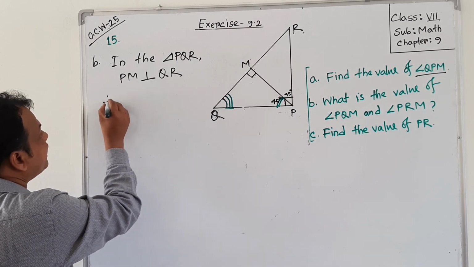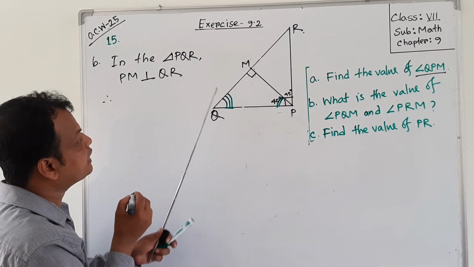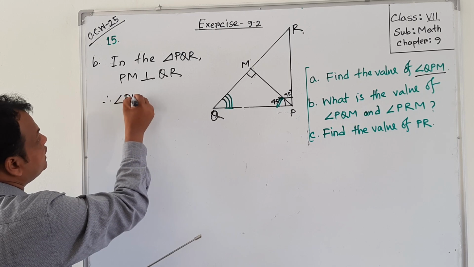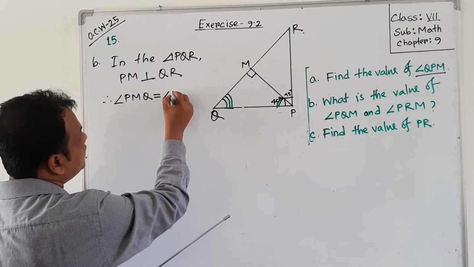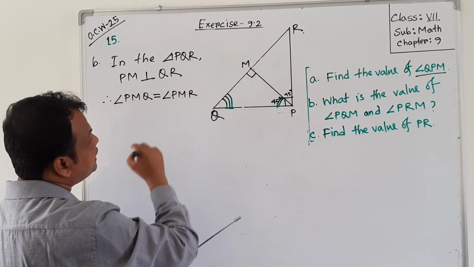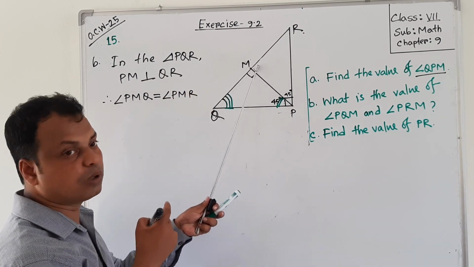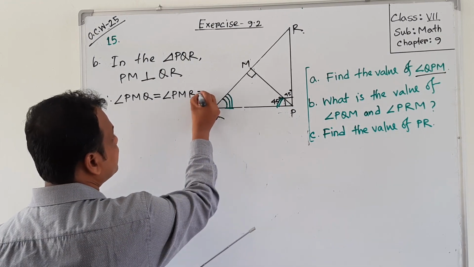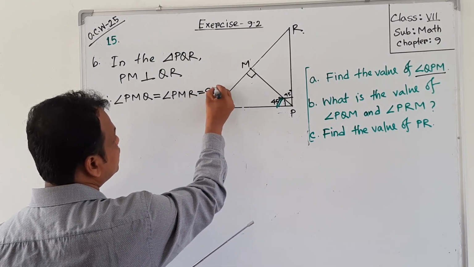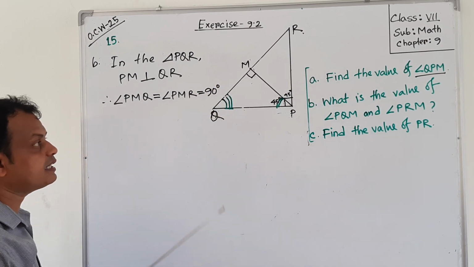So we can write angle PMQ equals angle PMR. These two angles will be equal. 180 degree will be divided equally and the value of each angle will be 90 degree.